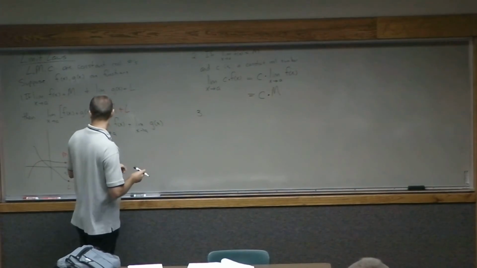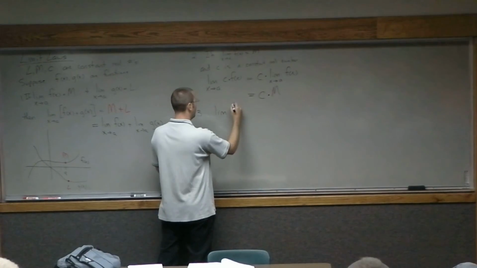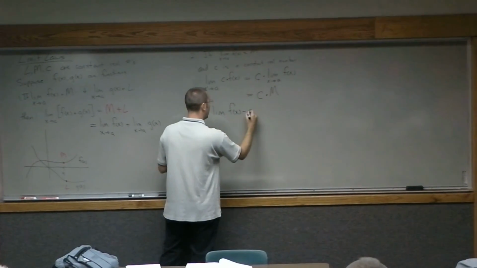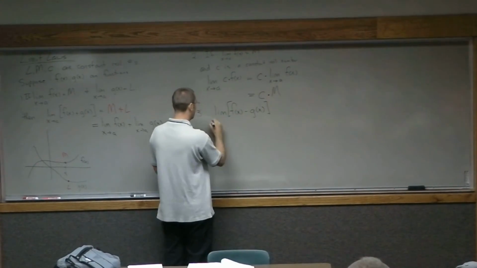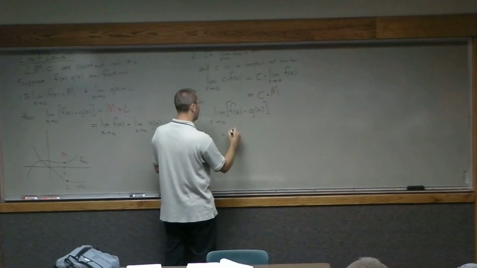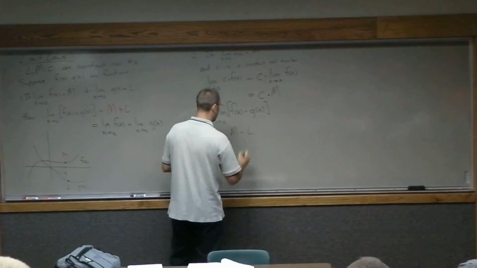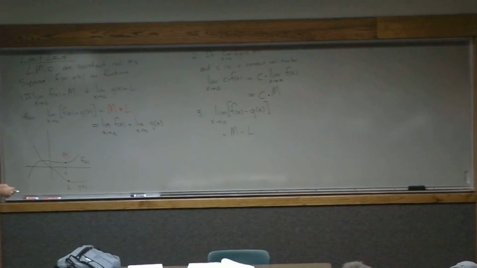All right, and then I'll write the other ones up here real quickly. If I take the limit of f of x minus g of x, as x goes to a, that limit is M minus L. I can subtract limits. The limit of a difference is the difference of the limits.